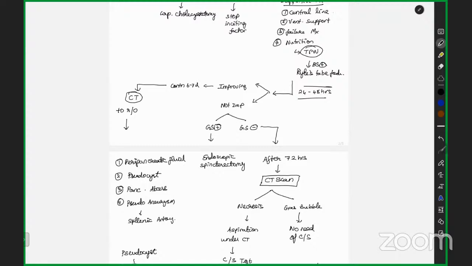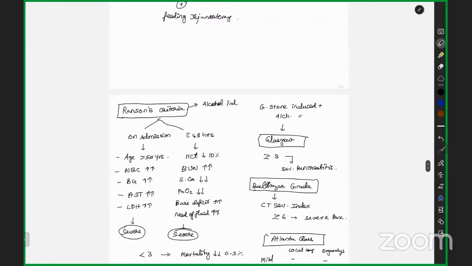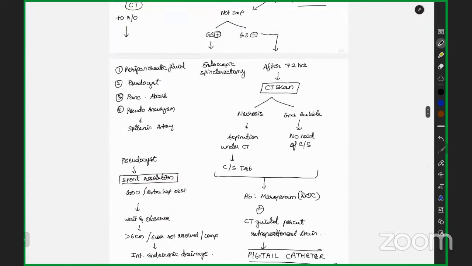Now, if it is not improving, you're going to see the hematocrit value. It is going to be decreased by more than 10%. Your blood urea nitrogen is increased. You're going to have your base deficit increased. You're going to have a need for fluid increased. And serum calcium and your oxygen saturation are going to be decreased. In that case, my patient is not improving.